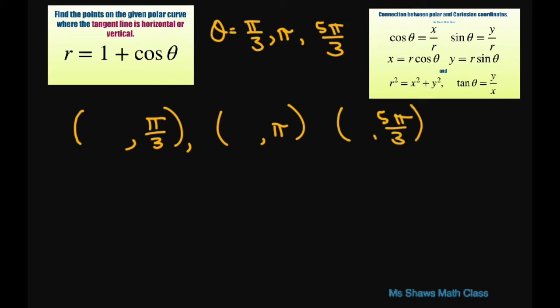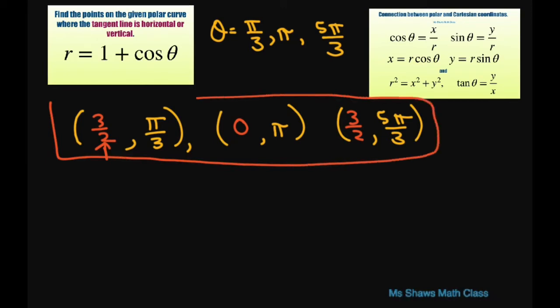We have to substitute in to find our value of r. So cosine of pi divided by 3 is 1/2. So that's going to give us 3/2. At pi, it's going to be -1, so 1 minus 1 is 0. And at 5 pi divided by 3, that's also going to give you 1/2, so that's going to be 3/2. So these are the points where the tangent line is horizontal.